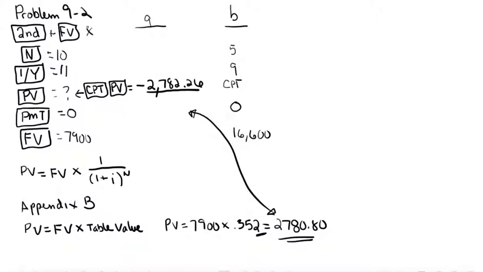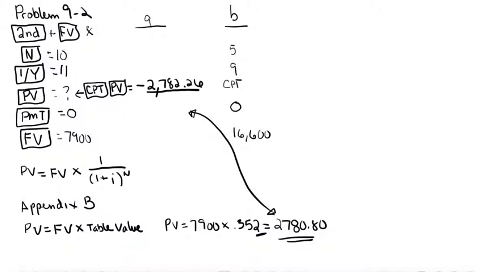I'm going to clear, pressing the second button and the FV button. That clears all of those previous numbers out of those buttons. Then I can type 5 and push N, 9 and push the IY button, 0 and the payment button, and 16,600. That's my future value, so I push the FV button. Now I'm ready to compute, so I push the compute button and present value.